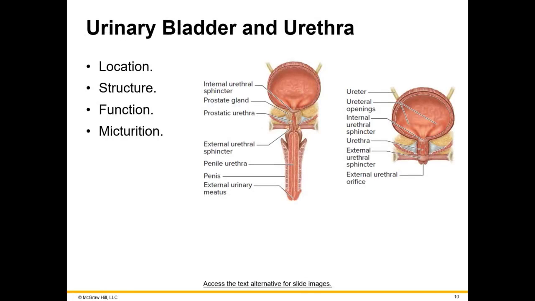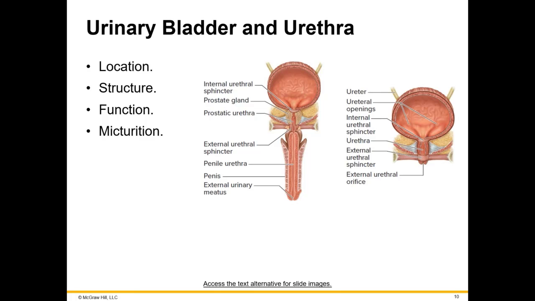All right, urinary bladder and urethra. The urinary bladder is located on the floor of the pelvic cavity. I know we've talked about that area before. The urethra extends from the inferior aspect of the bladder to the outside. So this is what helps us with elimination. The urinary bladder is a hollow muscular organ. The urethra is a hollow tube that varies from 1.5 inches up to 8 inches, depending on the gender.